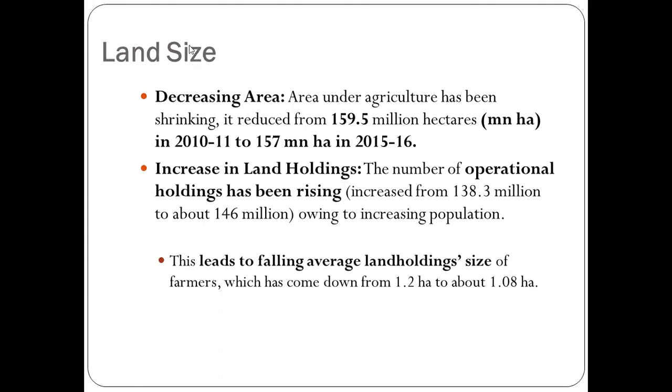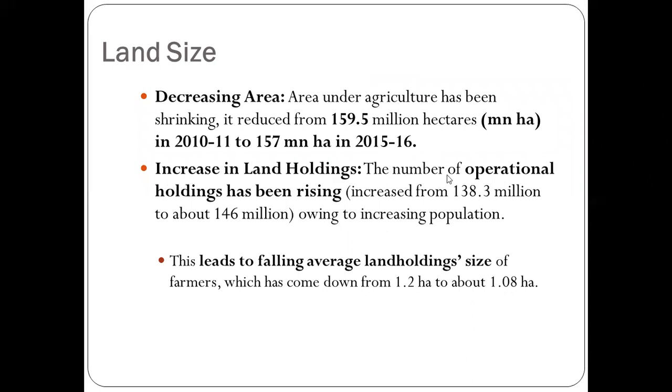Next, the second main issue is land size. First, the main issue is decreasing area. The area under agriculture has been shrinking. Obviously, day by day, the agriculture land will be declining. It reduced from 159.5 million hectares in 2011 to 157 million hectares in 2015. This number will decline further in 2016. Means if the population is increasing, people consume the land, and the agriculture land will be declining day by day.